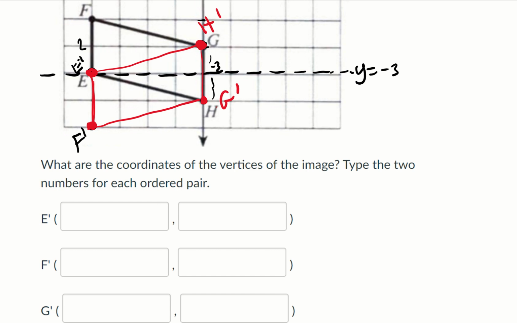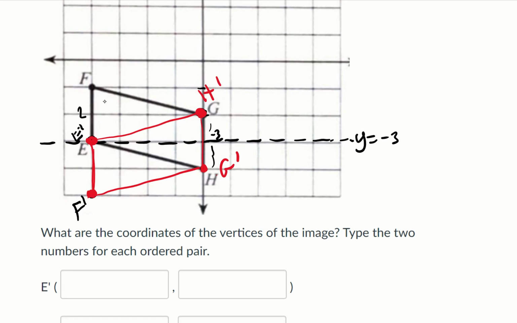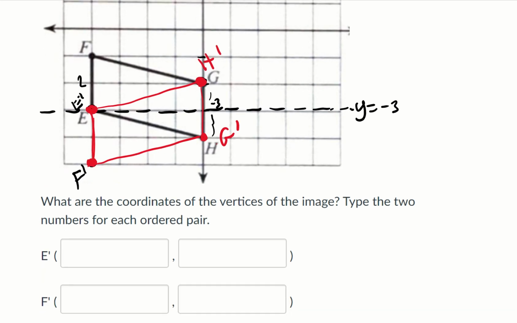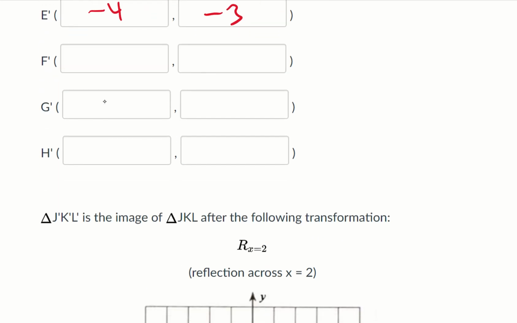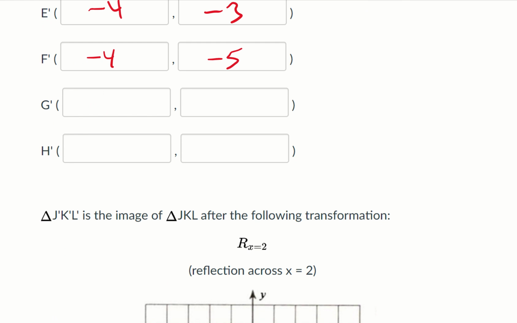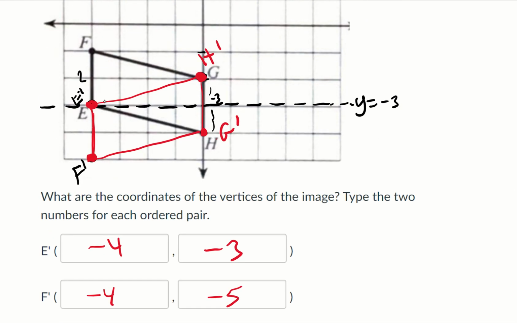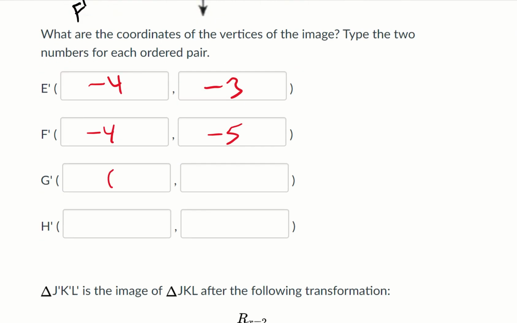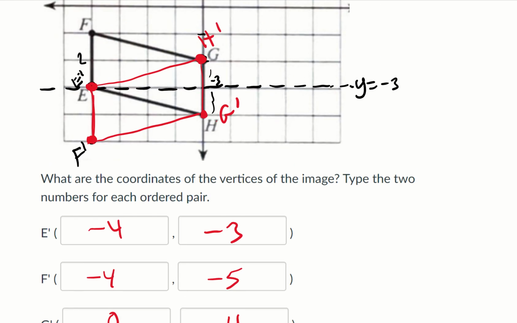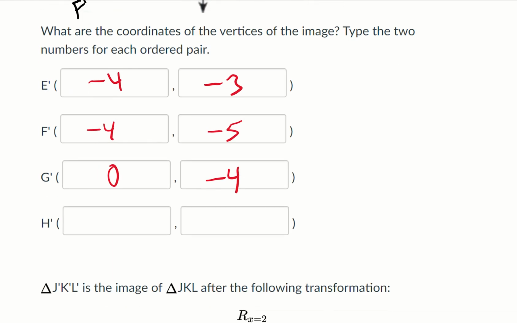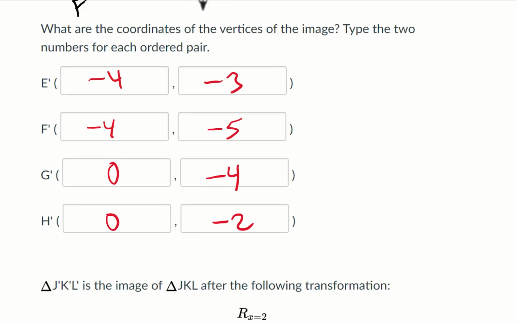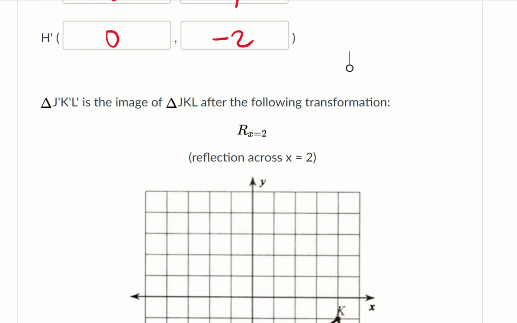So now we can go ahead and write down the coordinates. So E looks like it stays the same spot. So E is at -4, -3. And then F prime, rather, is at -4, -5 according to the coordinates here. G prime is at 0, -4. And H prime is at 0, -2. So we got our coordinates for the transformation.